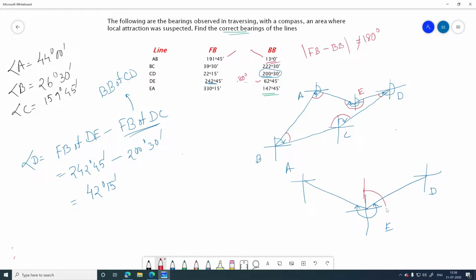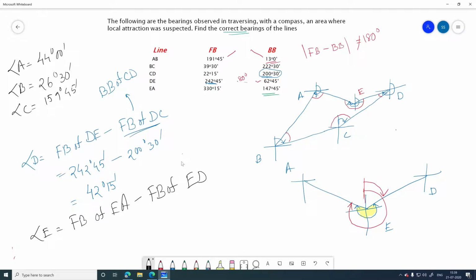What we can do, we know this angle, that means it is the forebearing of EA, and we know this angle also, that is forebearing of ED. So if you subtract the forebearing of ED from the forebearing of EA, we can determine this interior angle, right? So let's determine the interior angle, that is angle E, right? So angle E will be forebearing of EA minus forebearing of ED.